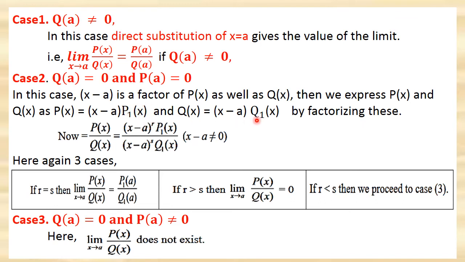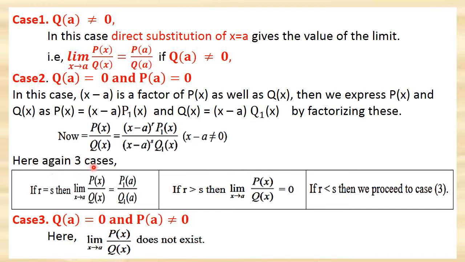That is, we can factorize these polynomials with one factor x minus a and the other factors p1 of x and q1 of x. Now we will write p of x upon q of x equal to x minus a raised to r into p1 of x, because we don't know how many factors of the form x minus a are coming, so we just write the exponent r here, upon x minus a raised to s into q1 of x, where x minus a is not equal to 0.